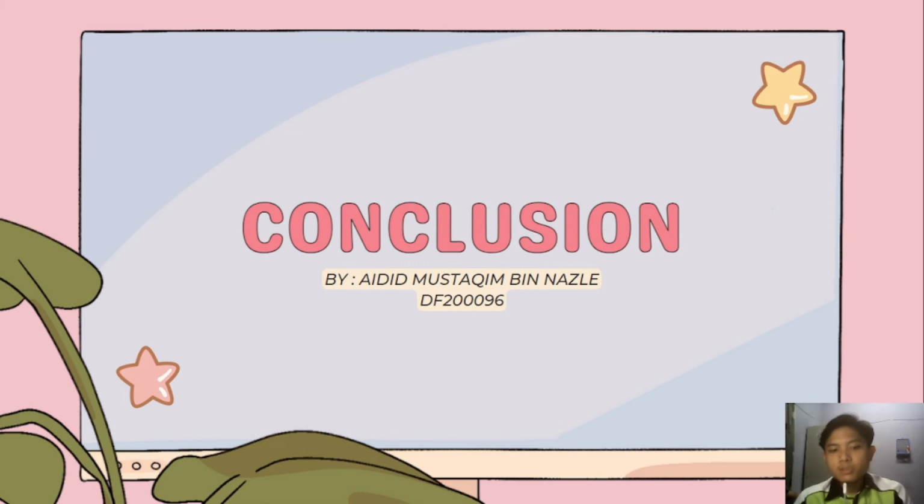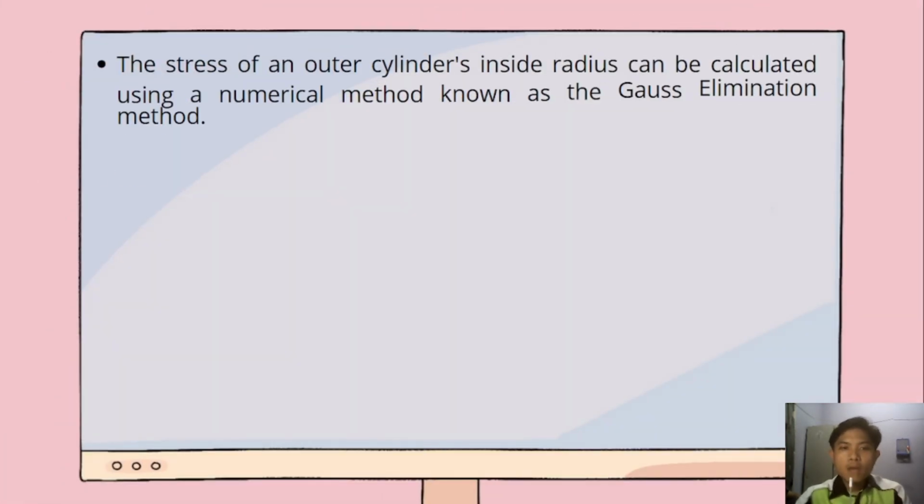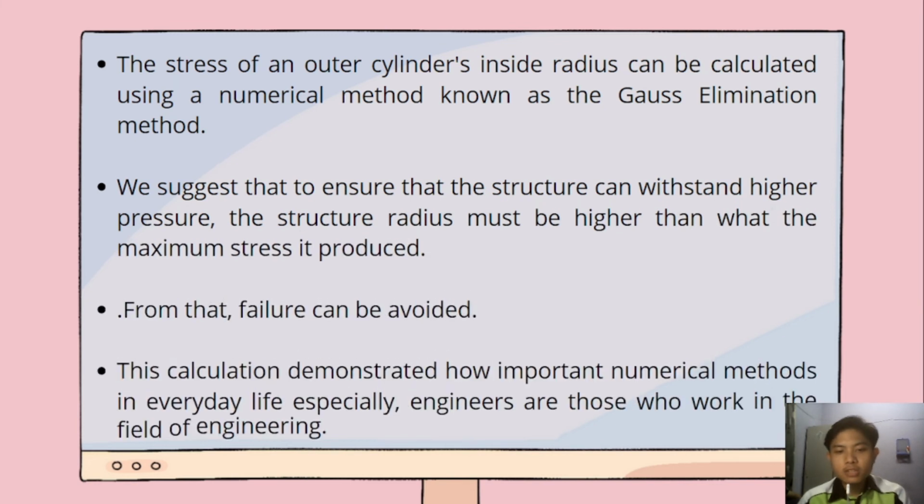I will present to you the conclusion of our project. We managed to find that the solution for the stress at the outer cylinder's inside radius can be calculated using a numerical method known as the Gauss elimination method. From that, we learned how to solve the calculation of an application in the civil engineering field, where we chose the compound cylinder problem using the Gauss elimination method.